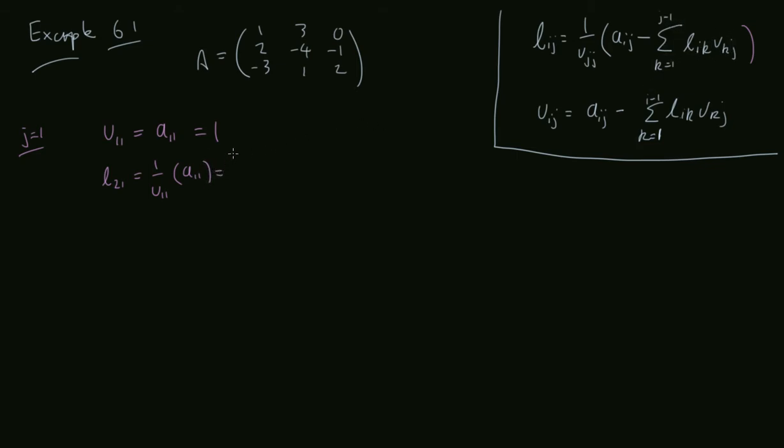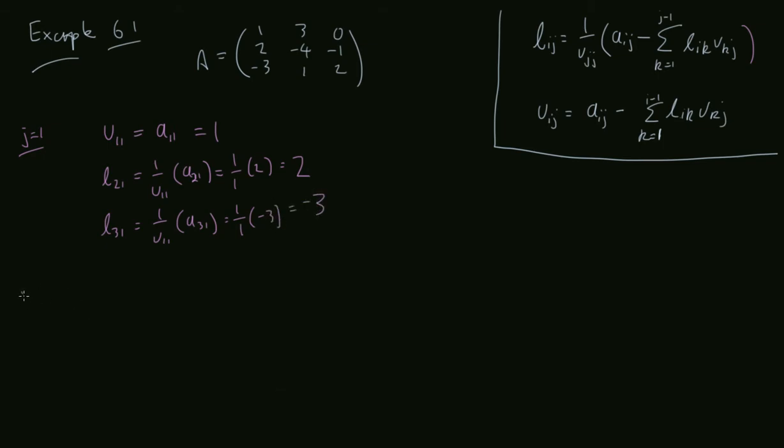Okay, so we just calculated U11 to be 1, times, that should be A21, shouldn't it? Sorry, so that's Aij, so that's A21. So that's 1 over 1 times 2, which is of course 2, and L31 is 1 over U11 times A31, but j is still 1, so this summation doesn't exist. Okay, so we've got the first column.